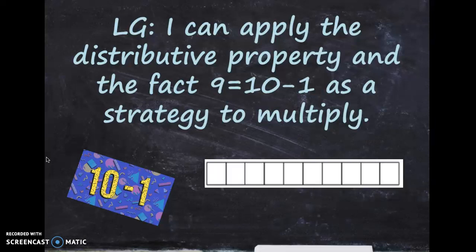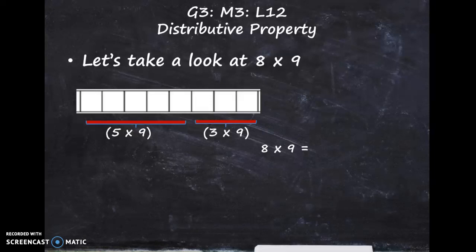Today we're going to be using the distributive property and the fact 10 minus 1 equals 9 to multiply, along with using our tape diagram or our tens frame. Let's take a look at the problem 8 times 9. Here I can use a tape diagram using 9s and break them apart into two different groups. Here I have broken them into familiar facts, 5 times 9 and 3 times 9. Here I have broken apart the 8 into a 5 and a 3.